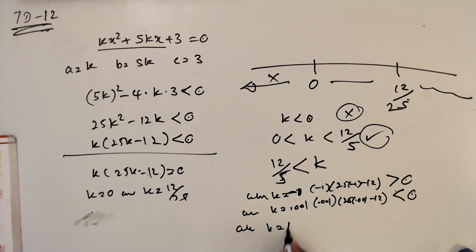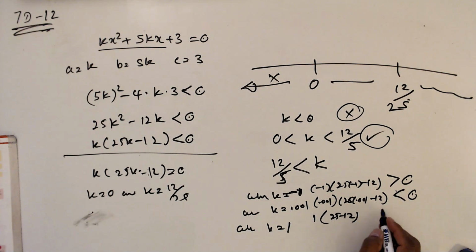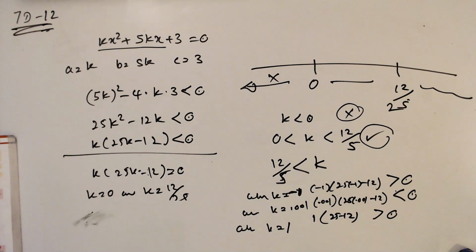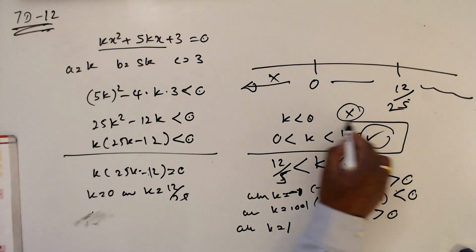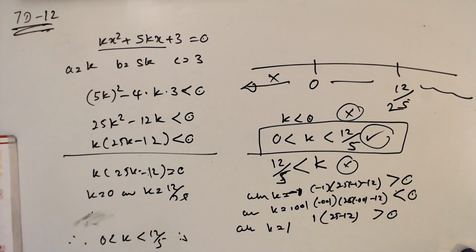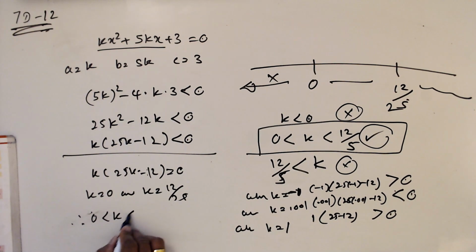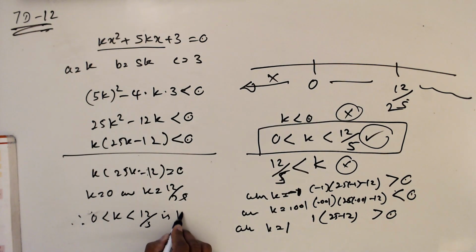When k equals 1, 1 times 25 minus 12 is greater than 0. That doesn't work. So the only satisfied area is this one. Hence the answer is 0 < k < 12/25, which is the required area.